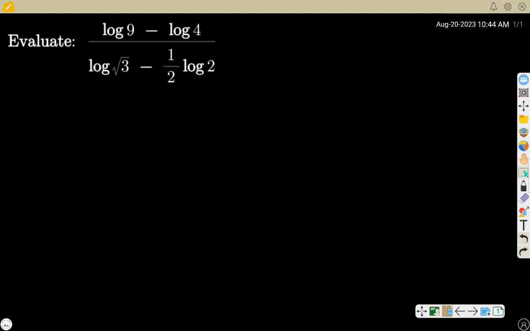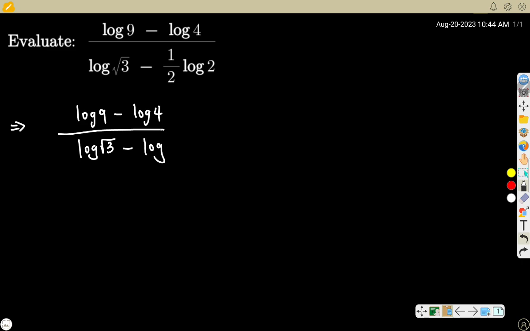So now let's use the law. Now the numerator here, we have log 9 minus log 4 divided by log square root of 3 minus log 2 raised to power half. How do we get 2 raised to power half? You will see this half at the back here. It will turn to power based on the law I showed you now.